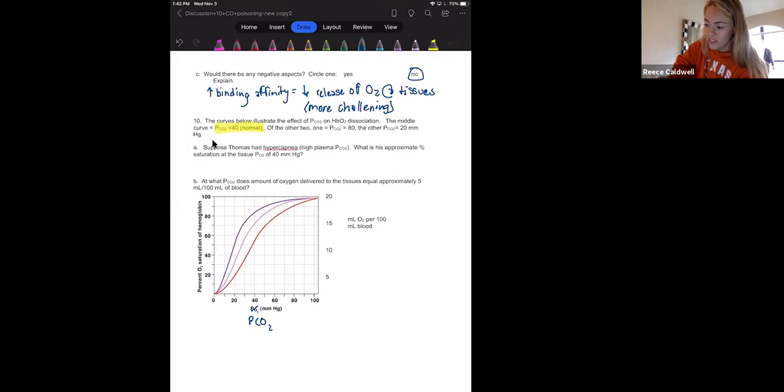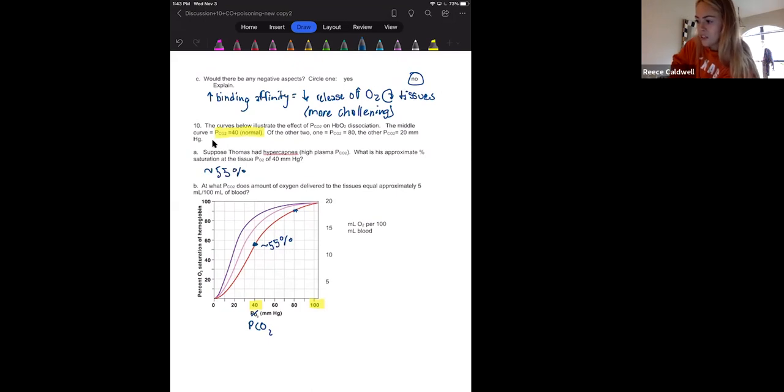So what we see here is that, again, we have our 100 and our 40. And when we are hypercapnic, we are releasing less oxygen. When we have more carbon dioxide, we're releasing less oxygen. So it's going to be this red line here. And at the tissues, we're releasing about 55% of that oxygen. So the answer to A is about 55%.